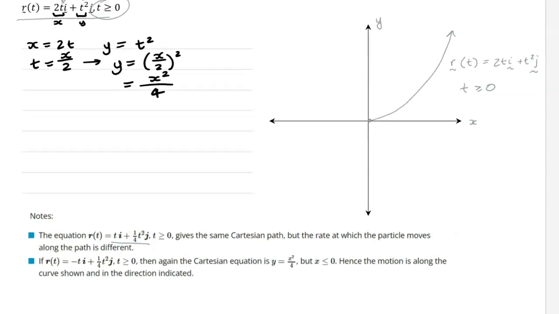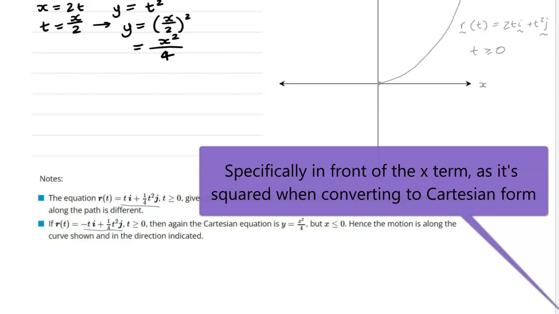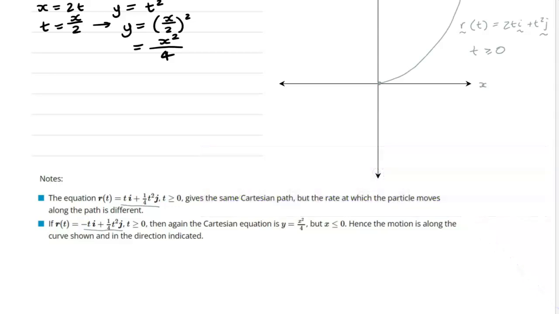If you use the technique to eliminate the t to find the Cartesian equation, you actually get the same Cartesian equation, so the same Cartesian path, but the rate at which the particle moves would be different. You could also get the same Cartesian equation by chucking a negative out the front of one of them. But in this case, x would be less than or equal to 0, so the motion along the curve and the direction would be a little bit different.